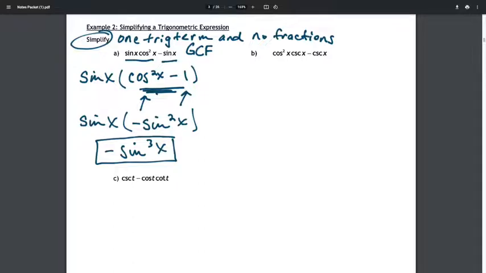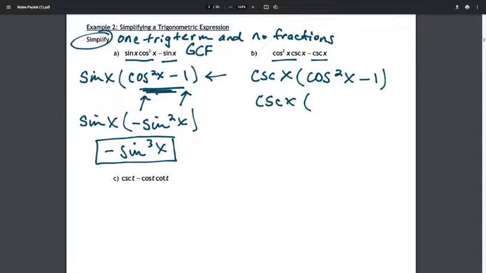Okay, on this one, again, two terms. They have a cosecant in common, so I'm going to factor it out like a GCF. And I'll be left with cosine squared x minus 1. Well, that looks very similar to the one we just did right there. So I know right now I can replace this with a negative sine squared x. Okay, this is a little different. We've got two trig functions, which I still need to try to get it down to 1, but I can use my reciprocal identity with that one. That's the same thing as saying 1 over sine x.